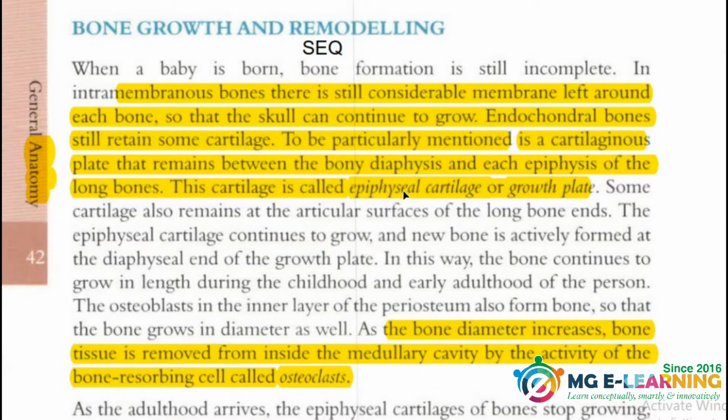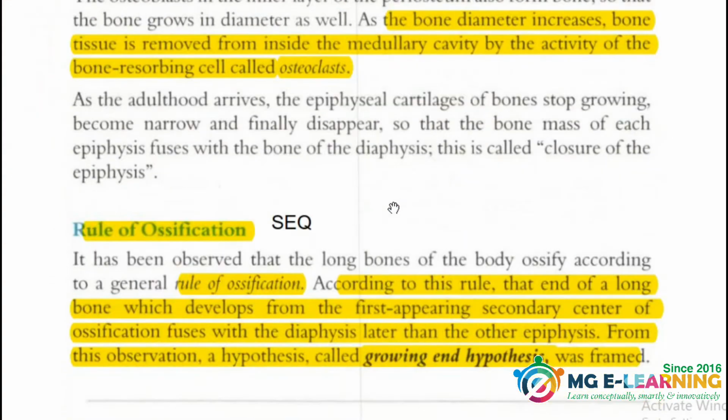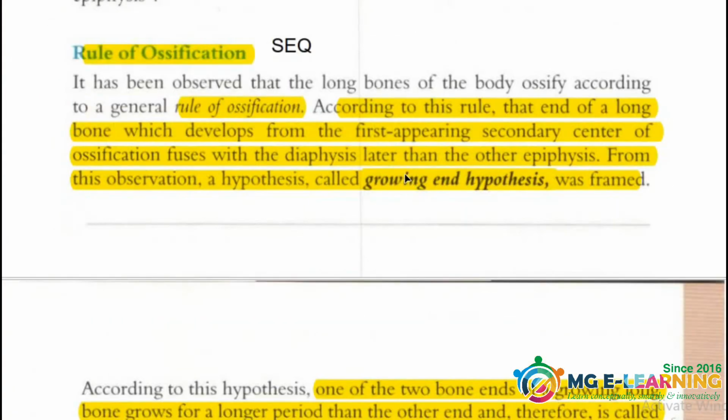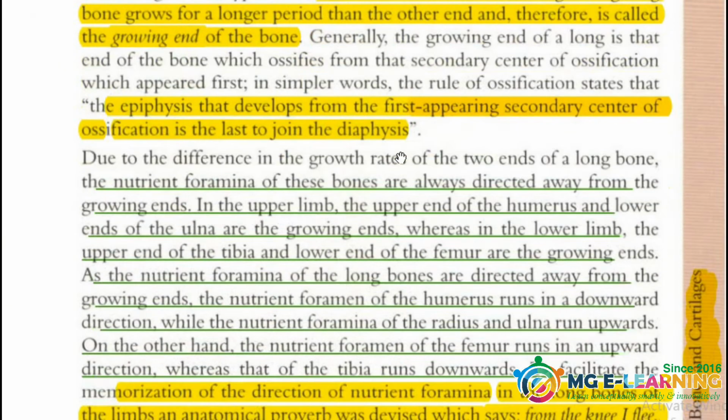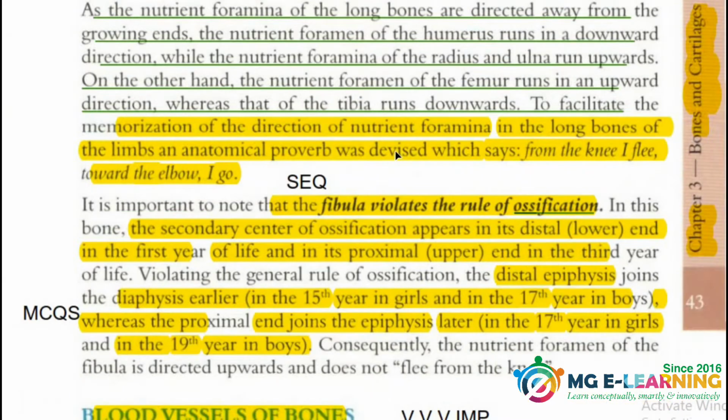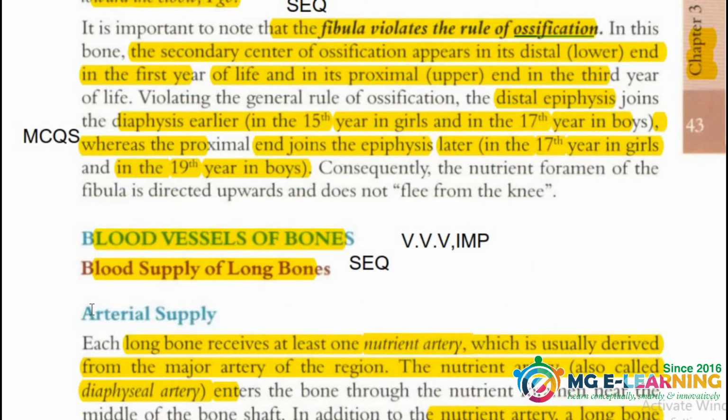It is a question like what is the epiphyseal cartilage or the growth plate. So this is important and it is highlighted. It is for your understanding. It is for your paper. Now is the rule of ossification. The rule of ossification is again important. And the question is, what is the rule of ossification and which bones violate this rule? So this is the answer. Fibula violates the rule of ossification. And these examples are also important for your MCQs.